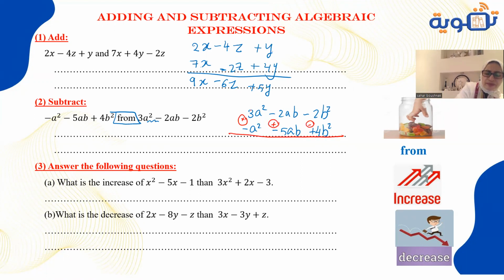After that, I'm adding them. 3 plus 1, 4a to the power 2. Negative 2 plus 5, it will be positive 3ab. Negative 2, negative 4, it will be negative 6b to the power 2.